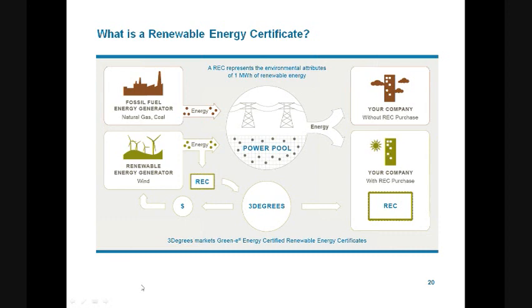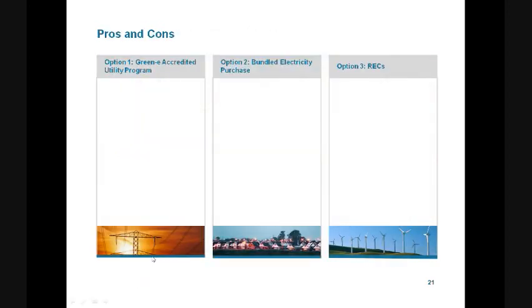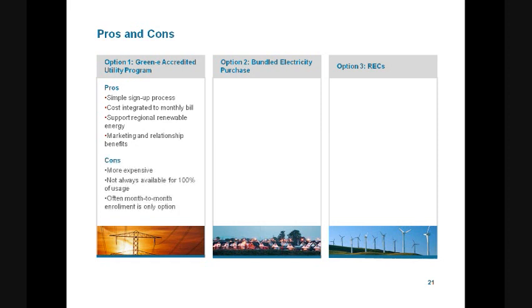Now, as I mentioned, every type of power has pros and cons, including green power. Some pros from the Green Accredited Utility Program, where you check a box: it's really simple to sign up, it's integrated into your monthly bill, you can often support regional green power, and sometimes there are marketing benefits associated with it. Now, the con is that it is almost always more expensive. It's not always available for 100%, sometimes it is, but not always. And it's often a month-to-month enrollment.